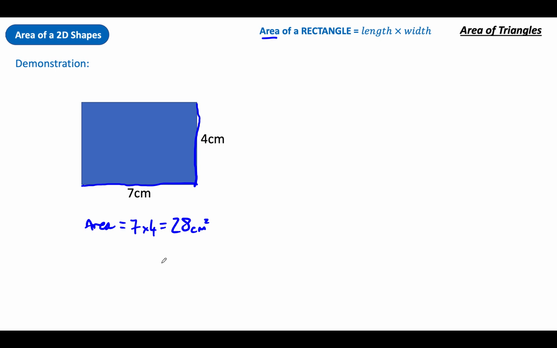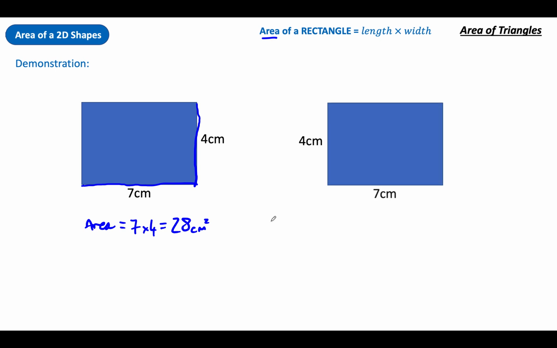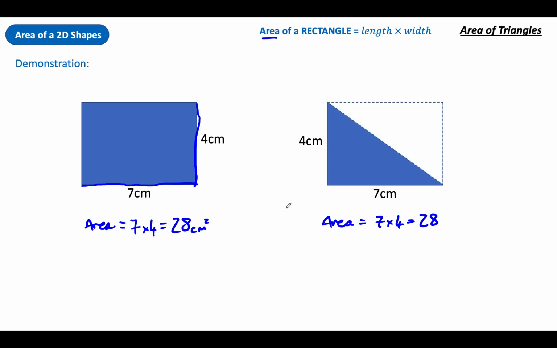Okay. Now imagine we've got the same rectangle, so it's going to have the same area. Let's just write that down: 7 times by 4, because it is a rectangle, equals 28. But how about if we cut it in half? And so half of it is now gone. Well, my area then will also be half, won't it? It will be half of 28, which is 14 centimeters squared.